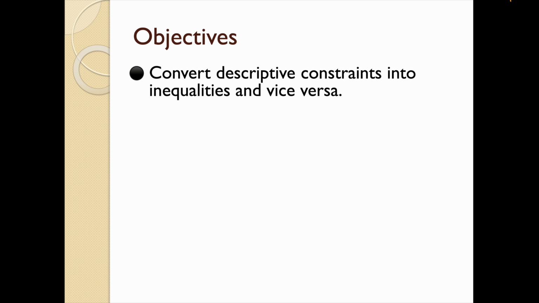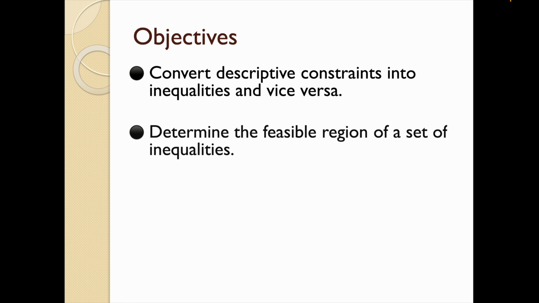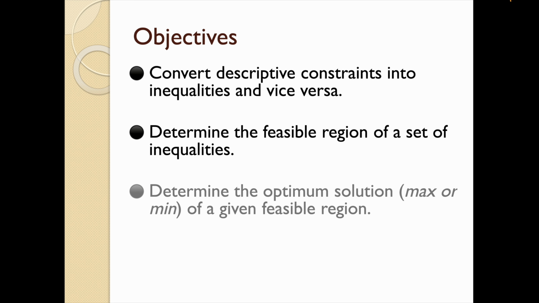So the first thing we want to do is convert descriptive constraints into inequalities and vice versa. We want to determine the feasible region of a set of inequalities like what we did last time. And then obviously we want to determine the optimum solution of that particular feasible region. So let y'all write the objectives, then afterwards we continue from there.